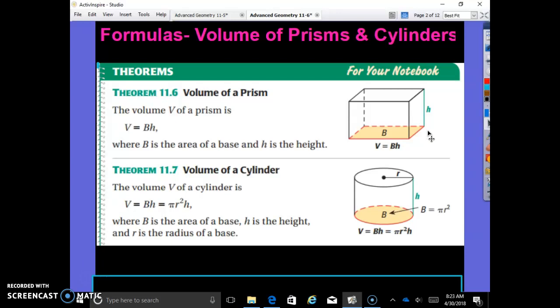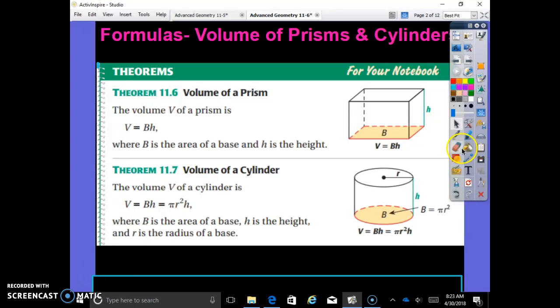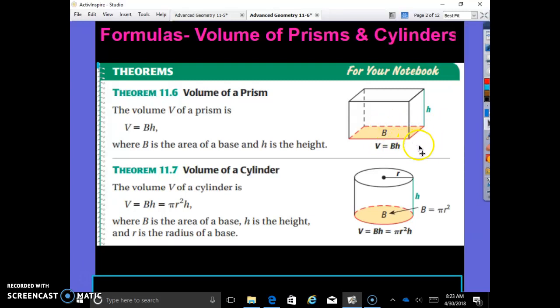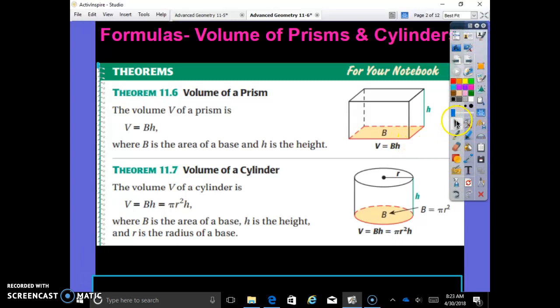Make sense? You guys copy the two formulas? Well, I guess they're the same formula. So the volume of any prism or cylinder is the area of the base times the height.